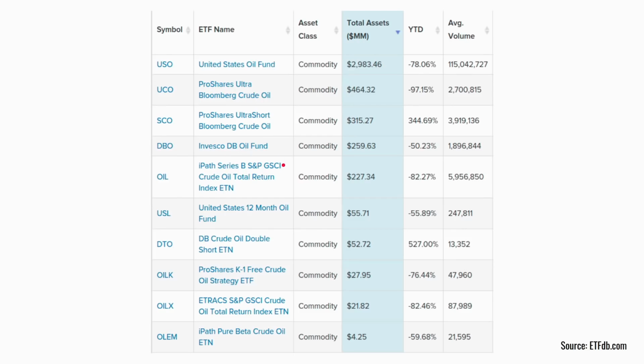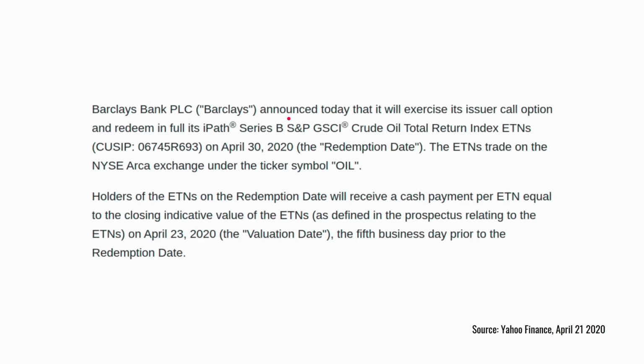Now, some of those exchange-traded commodities ran into some problems during this very odd period for the price of oil. The exchange-traded note issued by Barclays, which goes under the ticker OIL, was redeemed, and the USO fund also ran into some problems. On April the 21st, Barclays announced that it would exercise its issuer call option. A callable bond is simply a bond where the issuer can repay its investors the current value of the bond and effectively take it out of circulation.